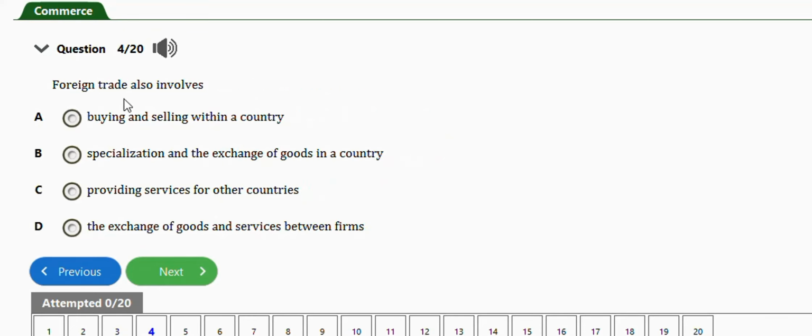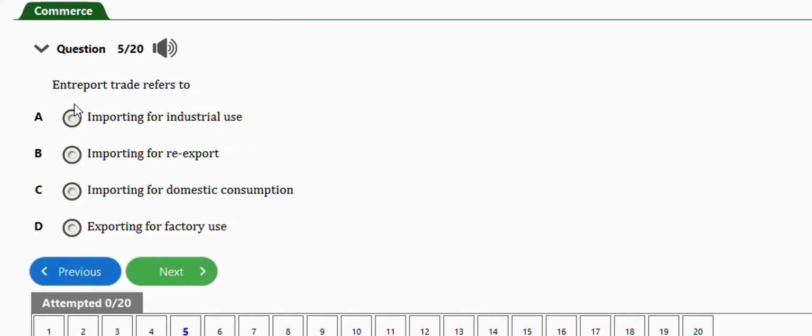It says foreign trade also involves buying and selling within a country, specialization and the exchange of goods in a country, providing services for other countries, the exchange of goods and services between firms. So the right answer to this question is option C, which is providing services for other countries. Next question is this one. It says interport trade refers to importing for industrial use, importing for re-export, importing for domestic consumption, exporting for factory use. The right answer is option B, importing for re-export. Very, very important. Next question is this one.